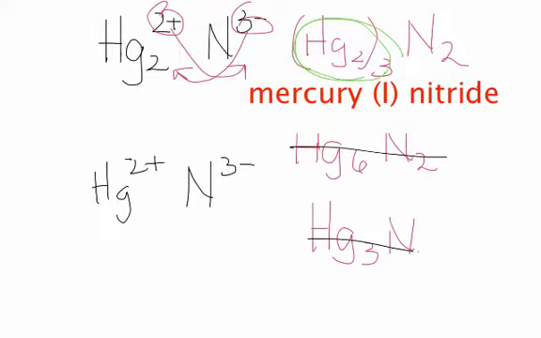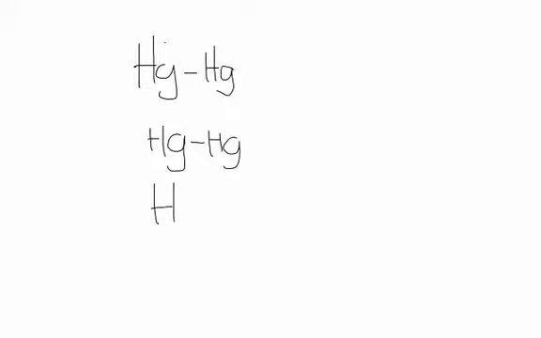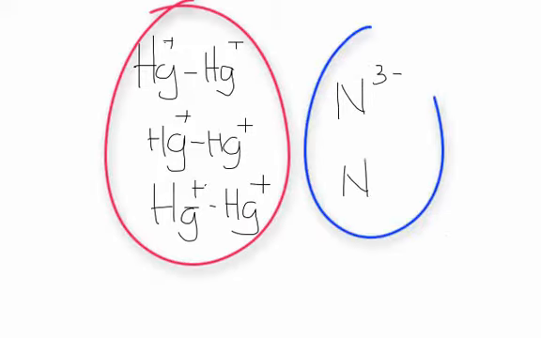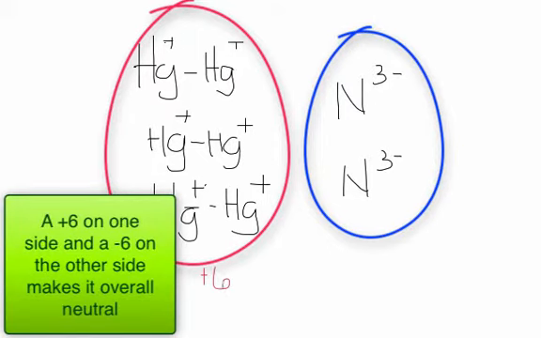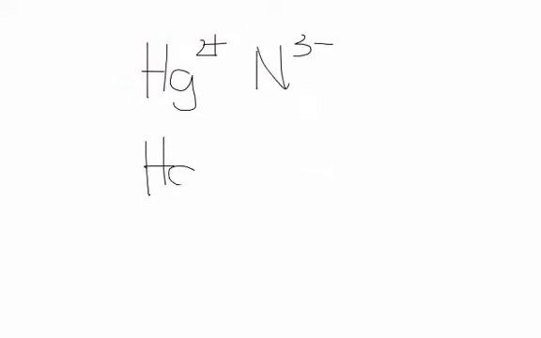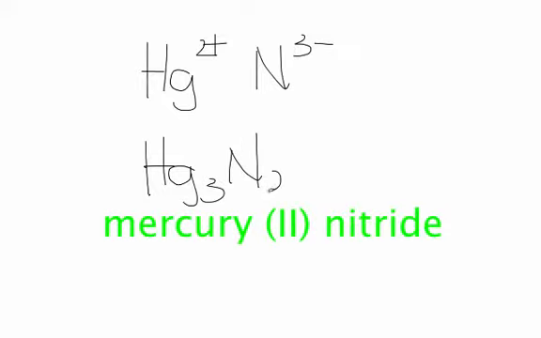So what does that look like? Let's just draw it. When you have mercury 1 nitride, you have 3 of these, and each of these has a +1 charge. So that is a +6 charge overall. And you have nitrogens with a 3- charge and a 3- charge to balance out all the charges. So over here, this is a +6 and this is a -6, because this is a dimer and they kind of come together. So for the mercury 2 nitride, it would be Hg3N2.